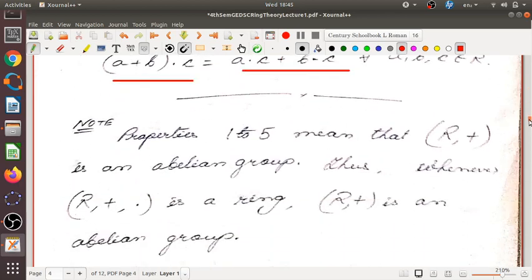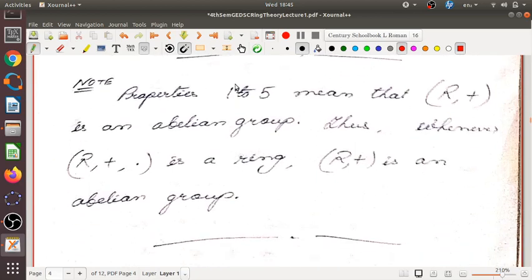It is to be observed that properties 1 to 5 actually mean that the set R with respect to plus is an abelian group. So whenever (R, plus, dot) is a ring, (R, plus) is an abelian group.